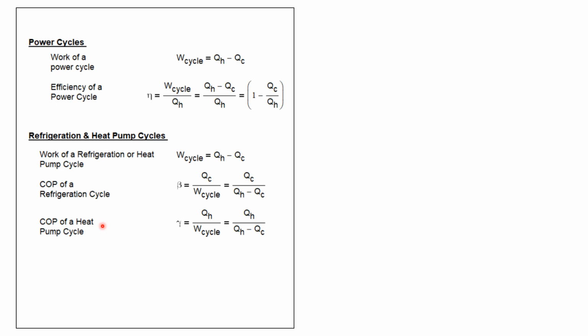Now a heat pump also is rated by a coefficient of performance. We'll call it gamma. And again, it's what we want divided by what it costs us to get it. Well, with a heat pump, we want to keep the warm side warm. So we're interested in QH, not QC. But what it costs us is the work that we put in. So the coefficient of performance for a heat pump is simply QH over QH minus QC.